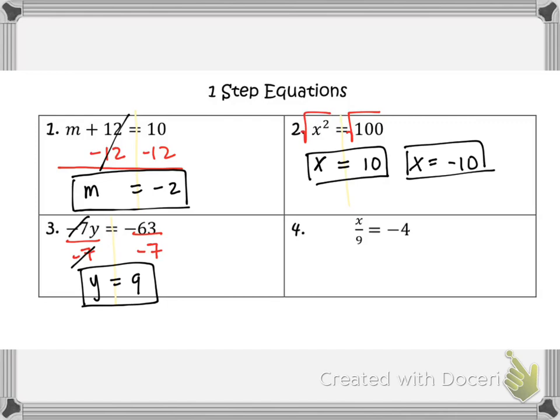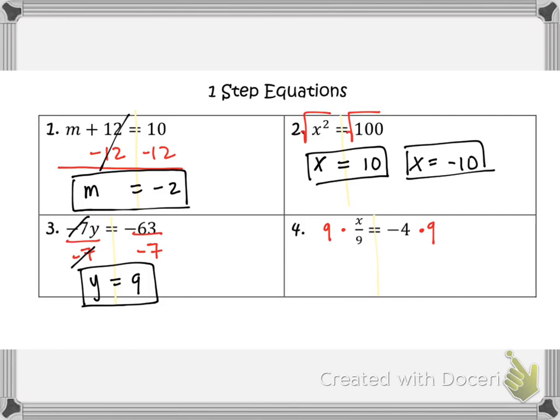All right, last one. Go ahead and pause here and try it out on your own first, and then we'll check the answer. So for number 4, we have x divided by 9 equals negative 4. The goal is to get x by itself. Right now, in the fraction, x is being divided by 9. The opposite or inverse of division is multiplication. So I'm going to multiply by 9, but whatever I do to one side, I do to the other.